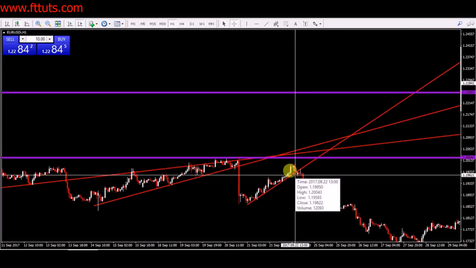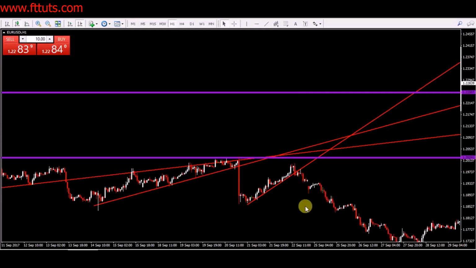And at that point, you could have gotten in with a much tighter stop of around 45 pips as opposed to 200 and something pips as you were seeing before on the H4 or daily. Now, with only a 45 pip stop, you could have ridden this thing for easily 200 plus pips.